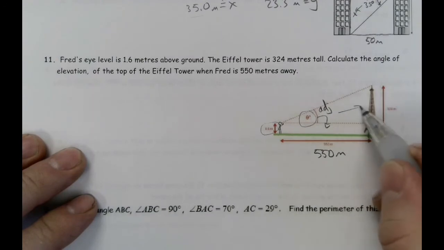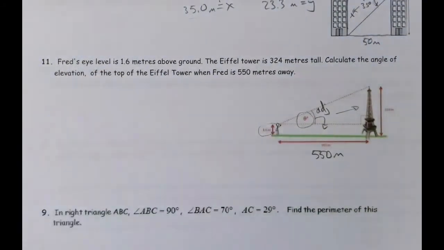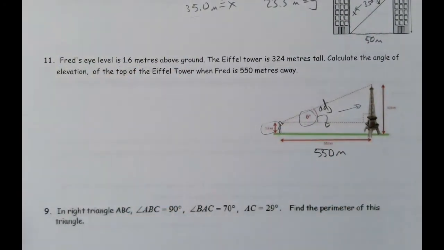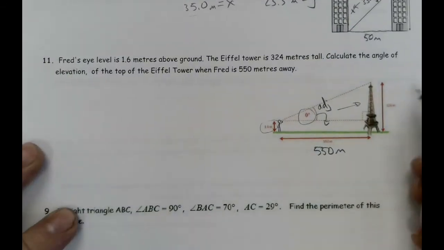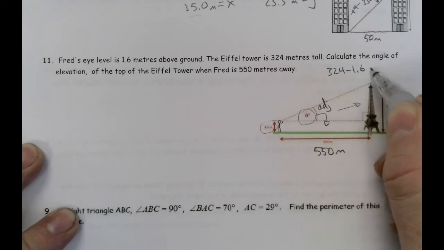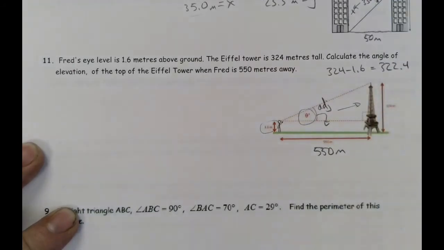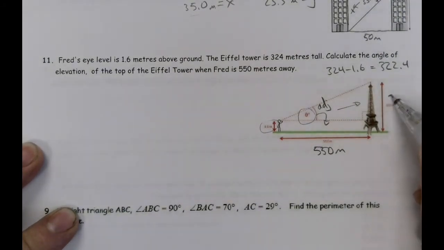And then we've got the opposite side, but it's not 324 because we've moved the bottom of that triangle up. So what's happened here is we've got this 324 over here, and then we have to subtract this 1.6 from it. Okay? And when we take that 324 and subtract 1.6 from it, we get 322.4. So the actual height of the triangle that we're looking at here is 322.4 meters.